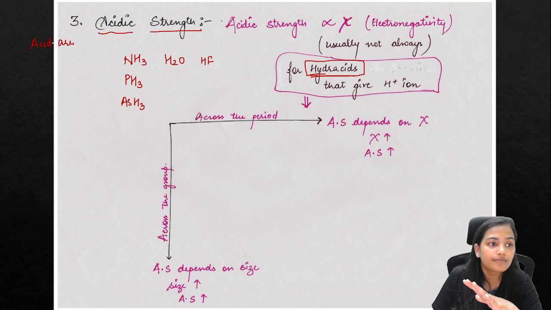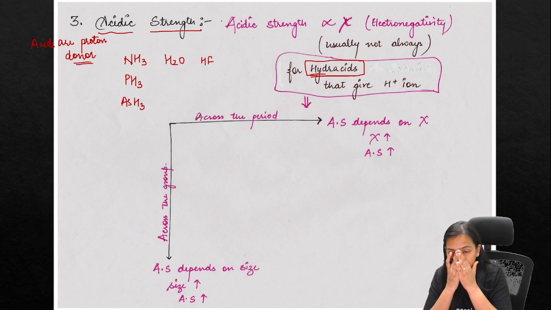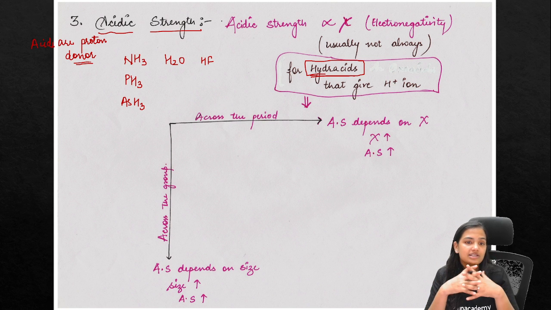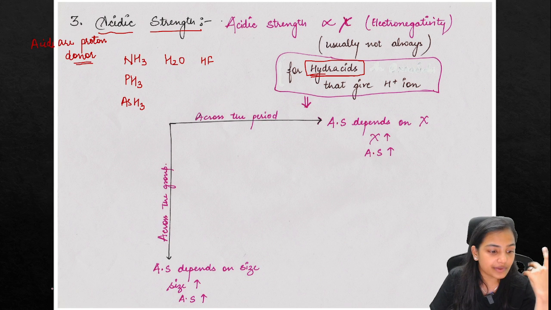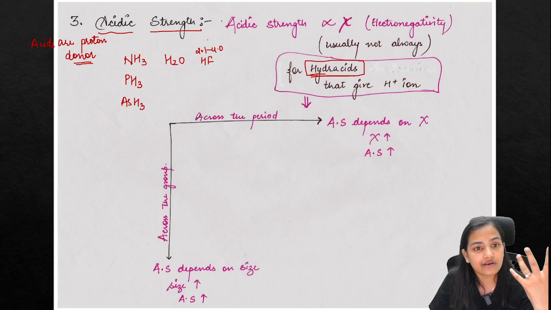are proton donors. Acids are proton donors. So any species that will give its proton very easily is going to be most acidic. To give a proton, a bond has to be broken, right? Now you see, you have hydrogen which is 2.1, fluorine which is 4.0. The difference is 1.9.